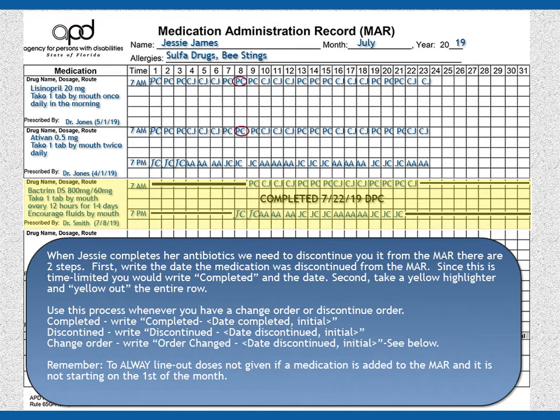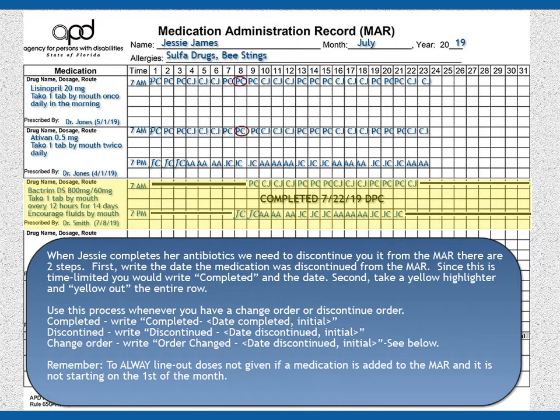Medication completed: write completed, the date the medication was completed, and initial. Discontinued: write discontinued, the date the medication was discontinued, and your initials. Change order: write order changed, the date the medication was discontinued, and initial.